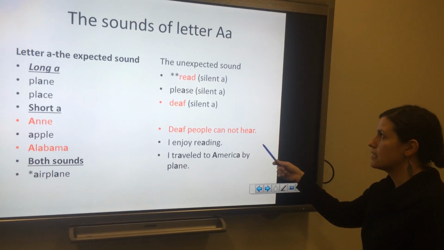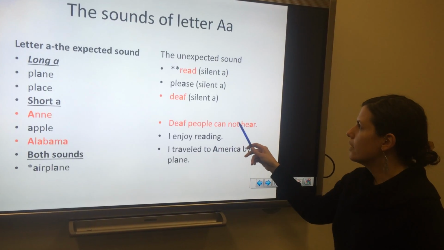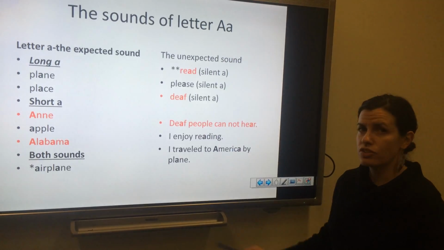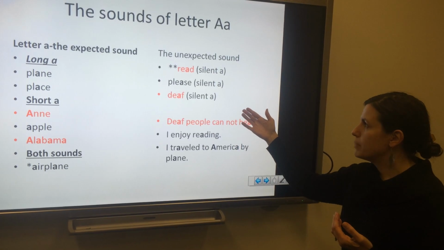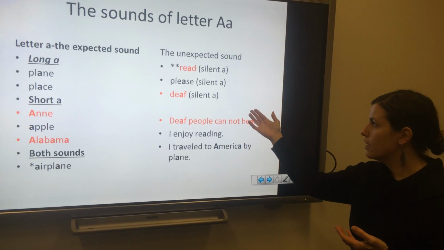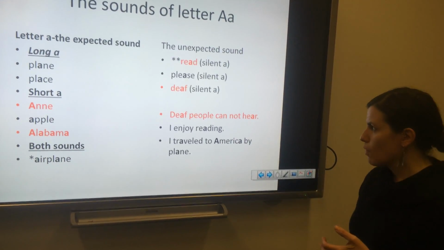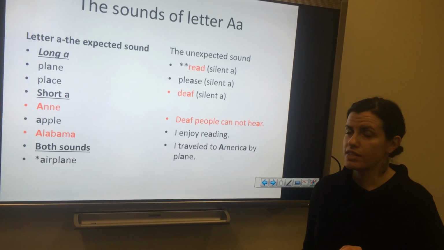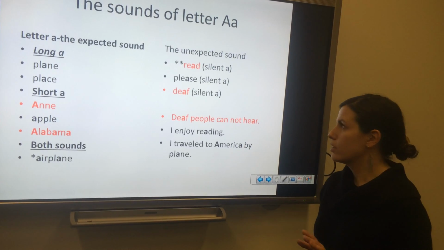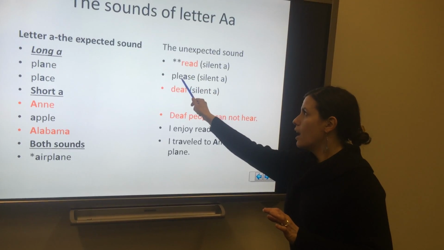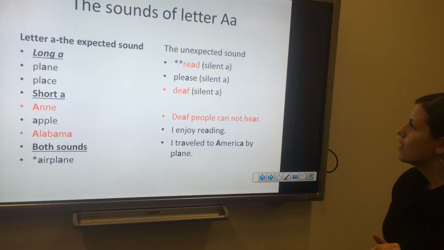Now here are the unexpected sounds that the letter A makes or doesn't make. Here we have the word read. The A is actually not pronounced, it's silent. Please, again, silent A. And deaf, again, silent A. Many times, I will never say it all the time because rules in the English language don't always apply to every word. Anytime we have this EA combination, most of the time, the A will be silent.